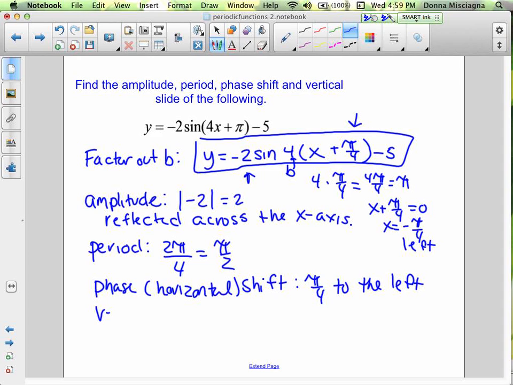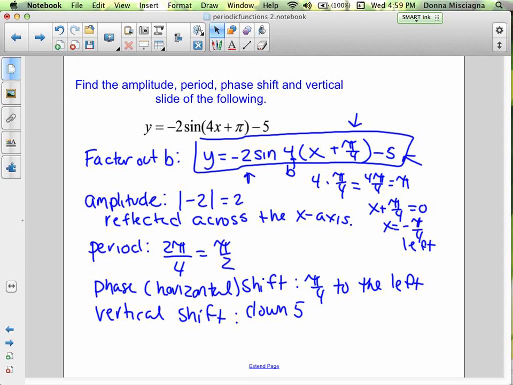And then we have a vertical shift. And this value right here is the vertical shift. The vertical shift is down 5. And that's it. We've identified all of the different ways that this sine graph has been changed. And the amplitude, the period, it's been shifted both horizontally and vertically. Okay? If you have any questions in class, let me know tomorrow. All right? But let's do a few more.